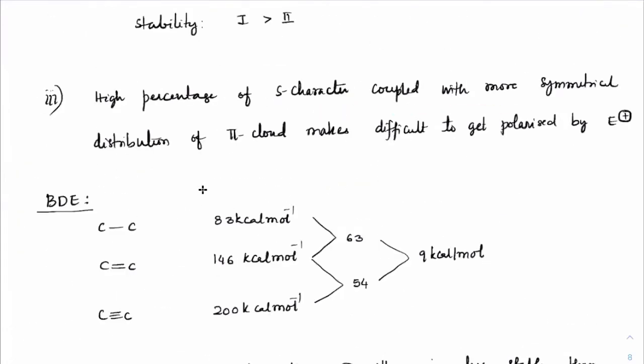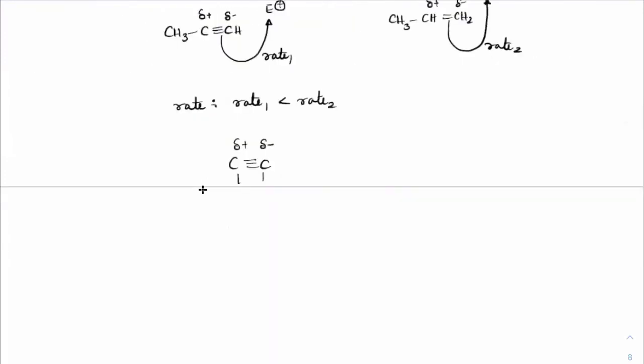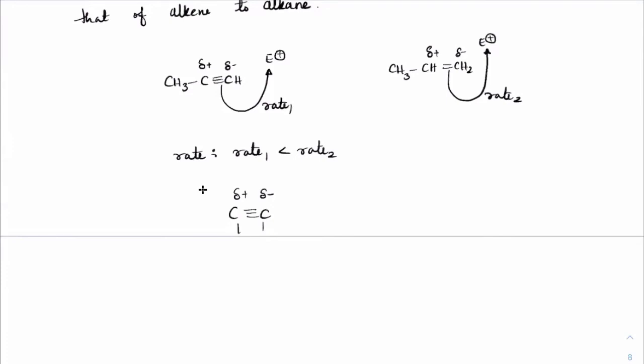Understood? It is because of the more symmetrical distribution, which means this is a complete symmetrical cloud, isn't it? This will be like a cylindrical cloud, correct? So no matter from which side the electrophile comes, it is the same symmetry which it experiences. So polarizing becomes very difficult for an electrophile.